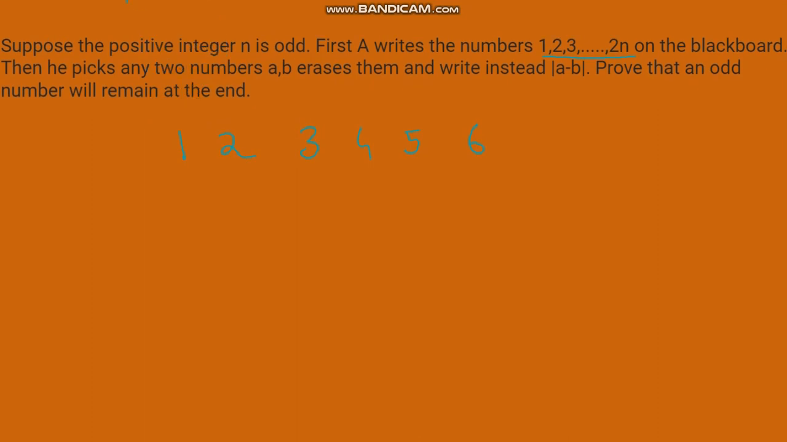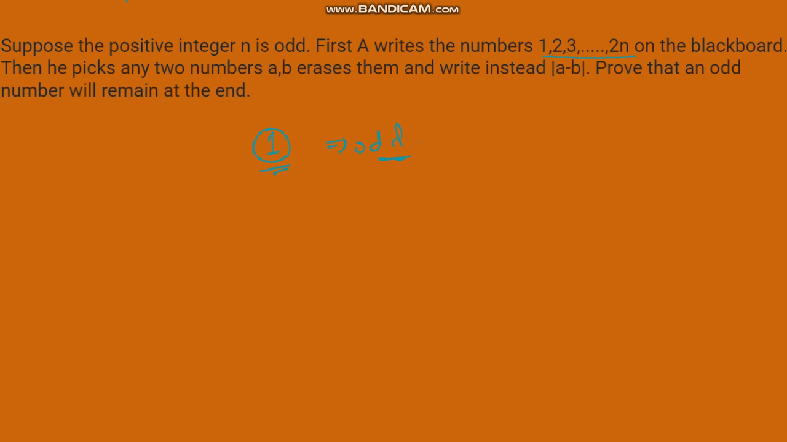Fine. Now I'm just taking any two numbers randomly and keeping their difference. So 4 and 2 I have taken and I have written 2 here. Now let's remove 3 and 6 and keep 3 there. Now let's remove 1 and 3. We have 2 here. Now let's remove 2 and 5. We have 3 here, and 2 and 1 removed. We have 1 here. So we ended up with an odd number, 1.